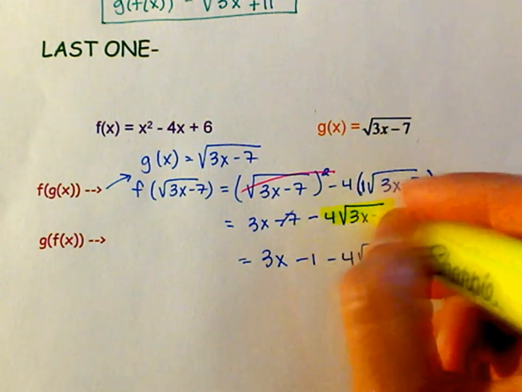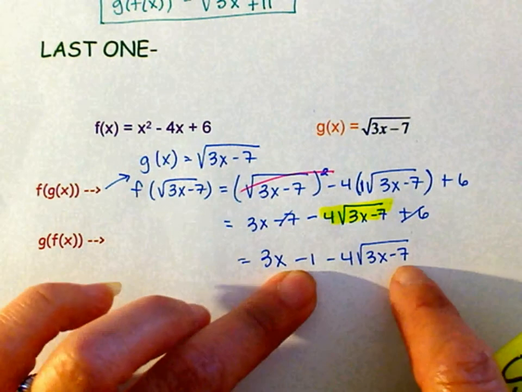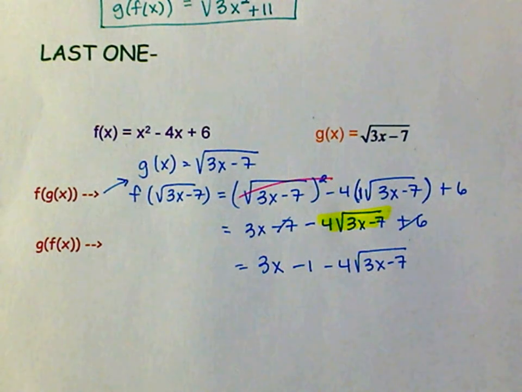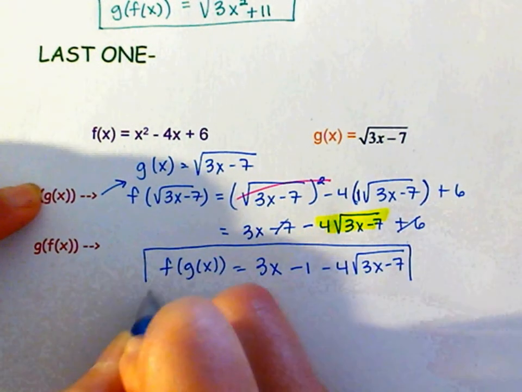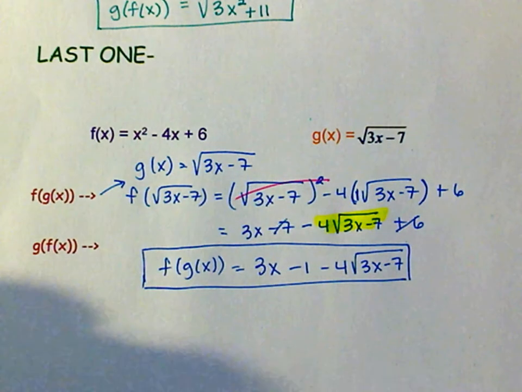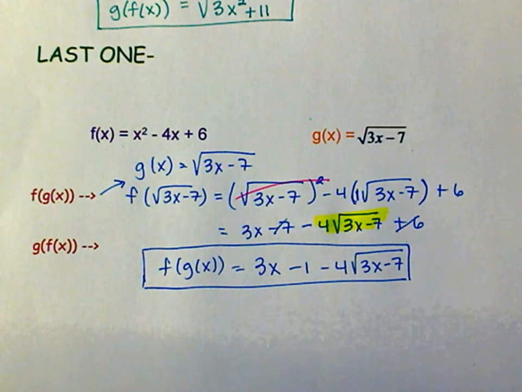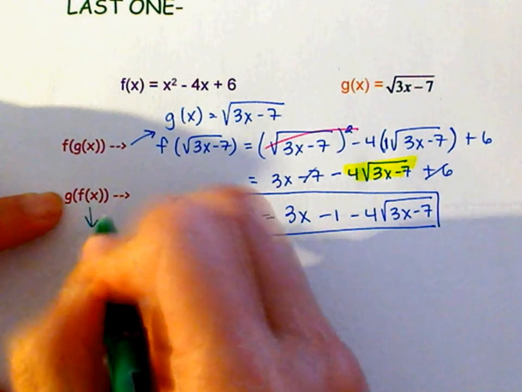Nothing put together. Think of this as one term. You cannot combine negative 1 and negative 7, because one's under the radical, the other one is not. Okay? So your final solution is f of g of x, just like that.